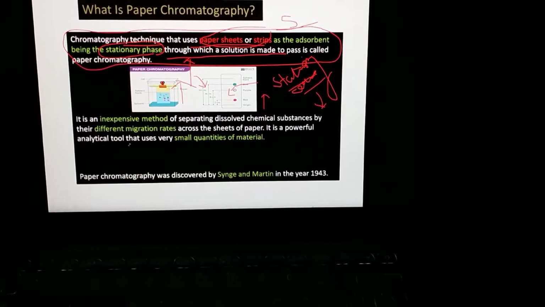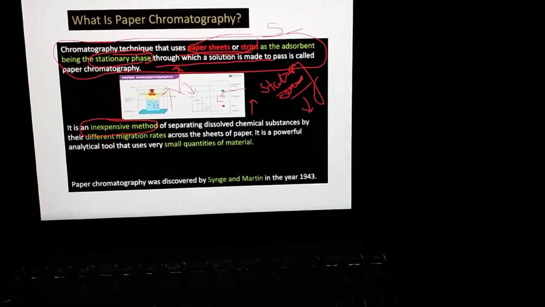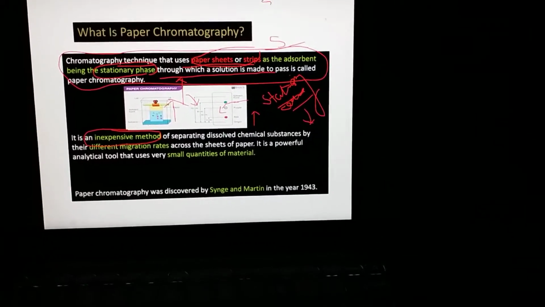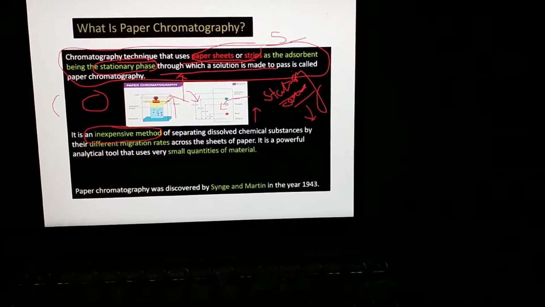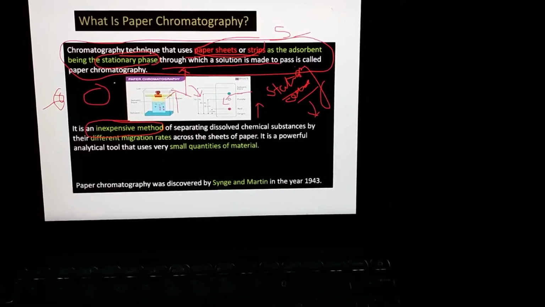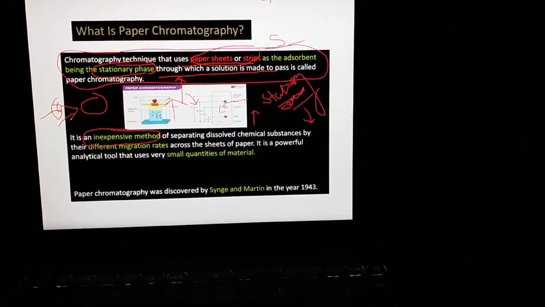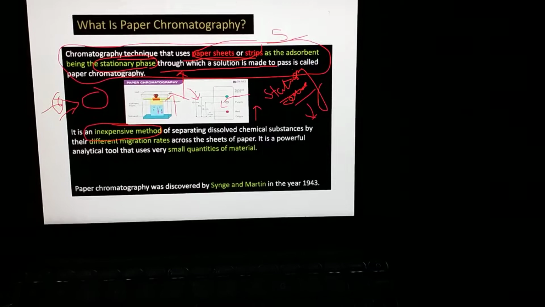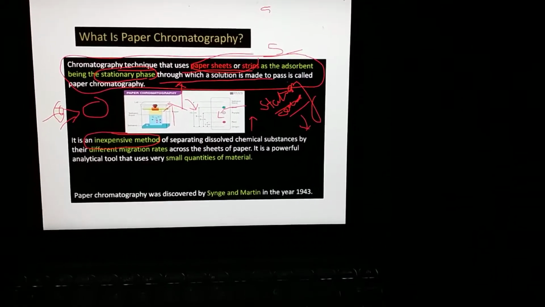It is inexpensive. Why is it called inexpensive? Because only paper is used in it. Paper is not very costly compared to TLC, because TLC is much more costly. One TLC plate is around 60 rupees if you buy a glass TLC externally instead of preparing it yourself. But paper is not expensive.